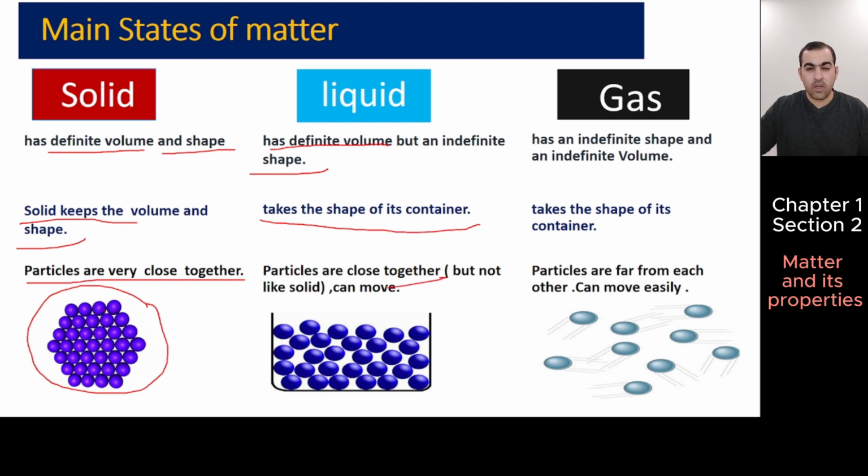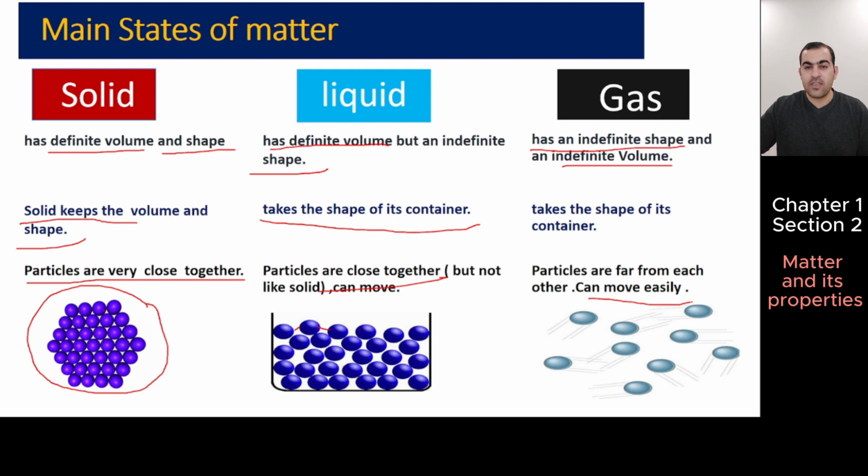Particles in liquids are close, but not like solids. Look, there is space between the particles, but they're close, not like solids. They can move. That's why the shape of liquids can be changed. Gas has indefinite shape and indefinite volume. Their shape and volume change because the particles are very far from each other.